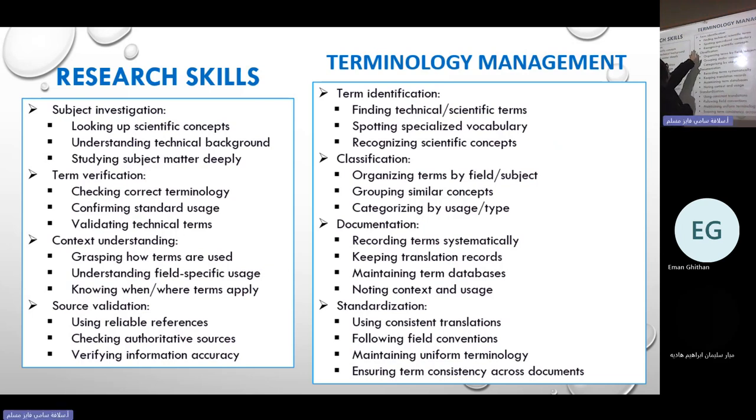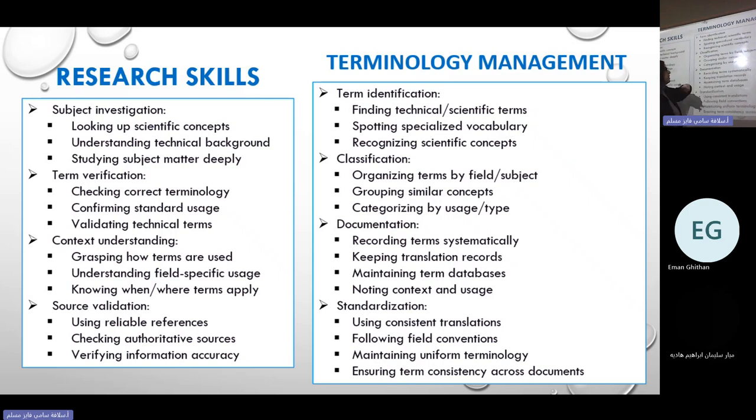Terminology management: term identification, finding technical scientific terms, spotting specialized vocabulary, recognizing scientific concepts. Classification: organizing terms by field or subject, grouping similar concepts, categorizing by usage or type. These are very useful if you're working with something that is standardized, that you will always need. So these tools help you manage such words and terminologies.